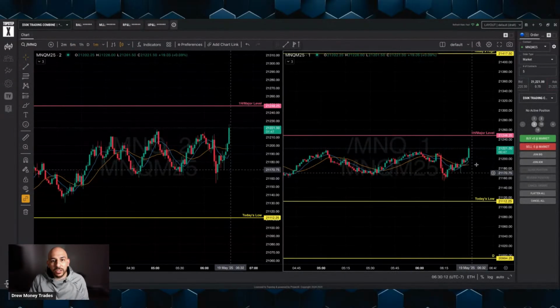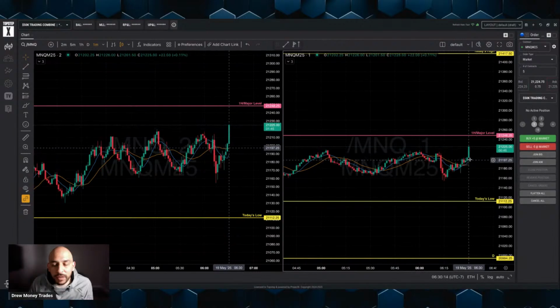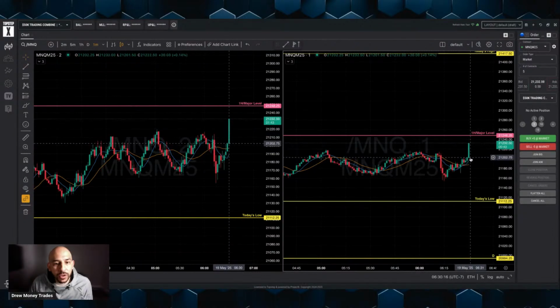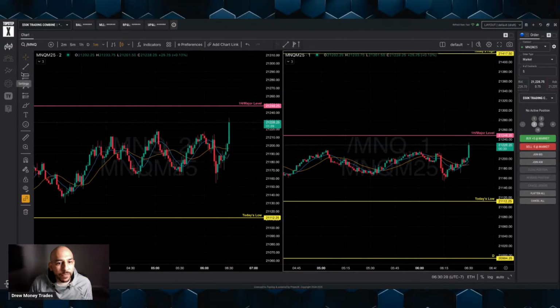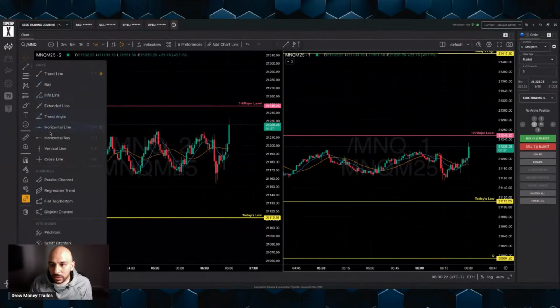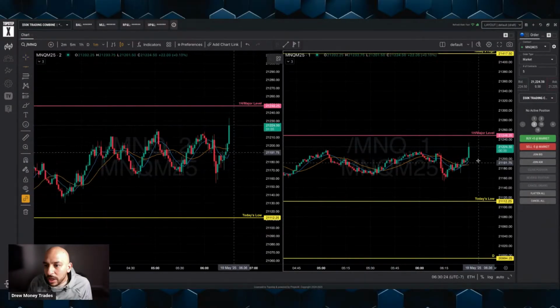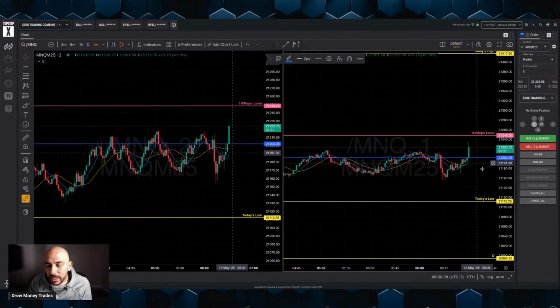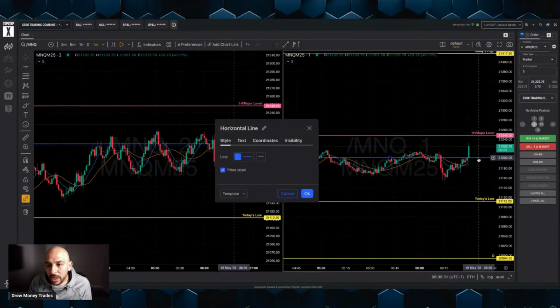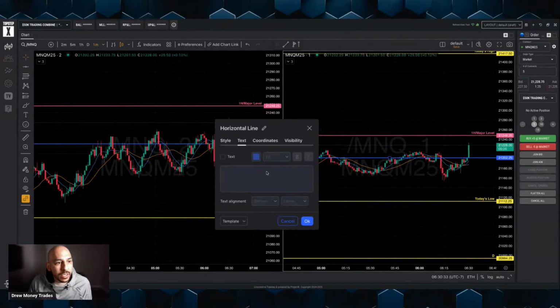So the opening print means, as soon as the market opens at 6:30, what was price? In this case, I'm going to have to switch those two. In this case, price was 202. So basically 200. So what I do is mark that out, and I just put OP.